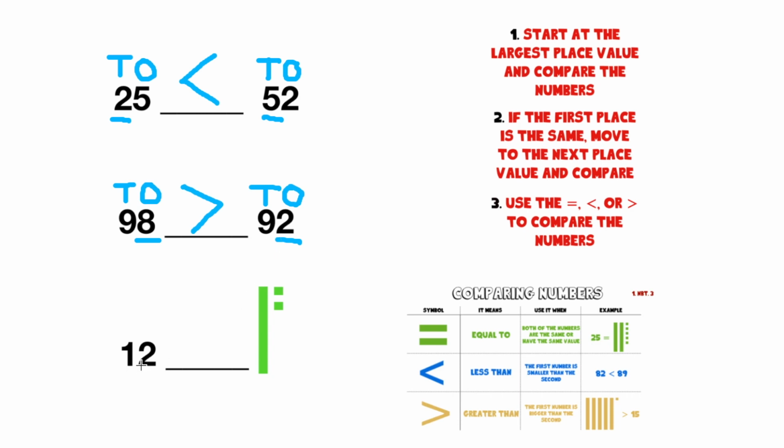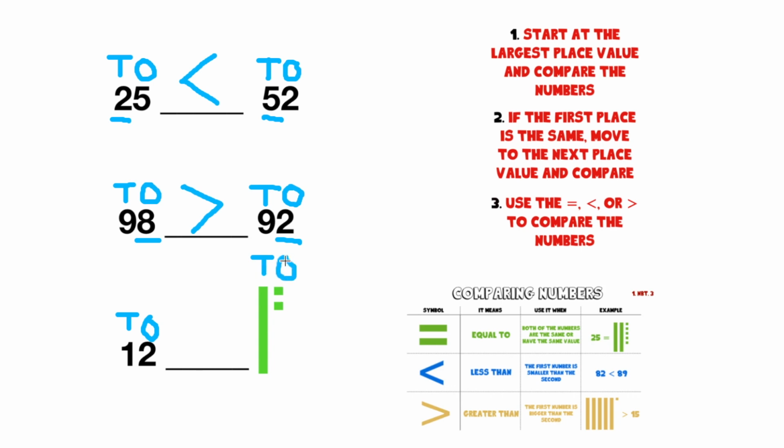I have 12 and then I have another number that's represented by base 10 blocks. So if I go ahead and label them based on place value, 12 is a two-digit number, so I have my tens and my ones. And then I see that this number that's represented by base 10 blocks, I see that there's a rod which represents tens. And then I see that there are units which represents ones.